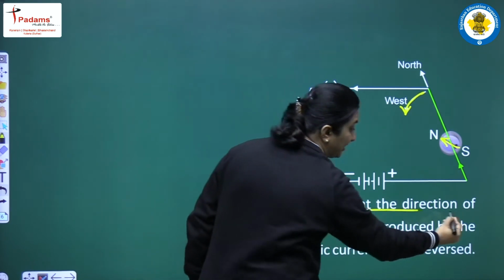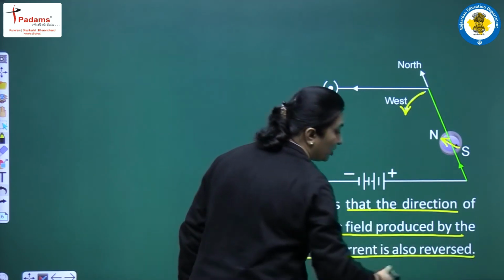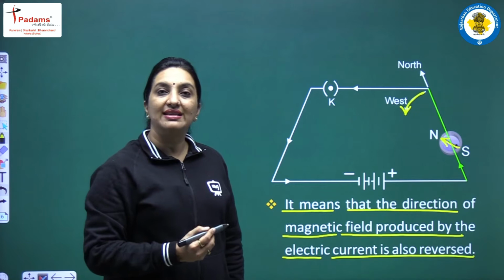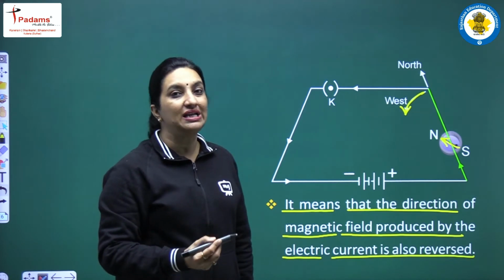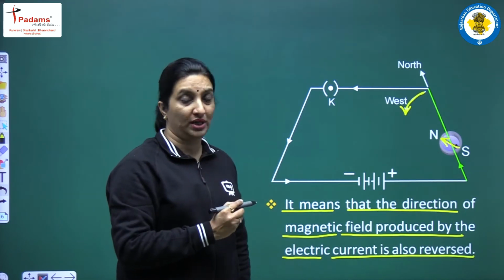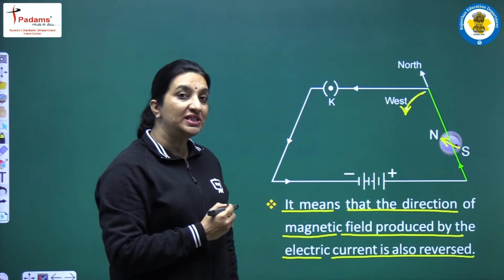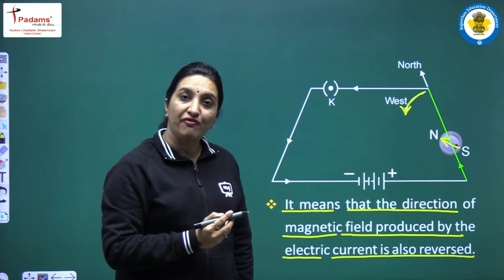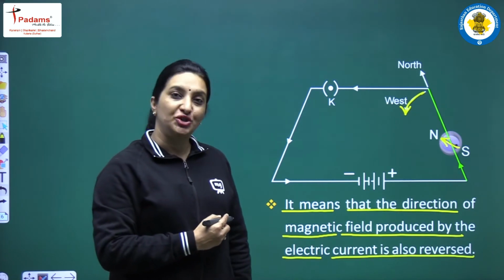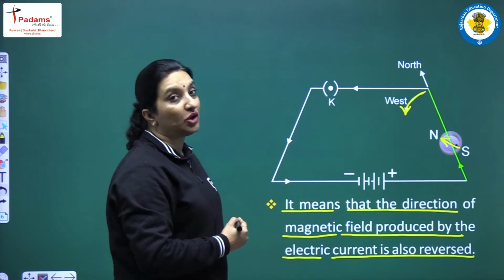It means that the direction of magnetic field produced by the electric current is also reversed. Students, we know that the compass needle gives us an idea about the direction of the magnetic field produced by any source. Here the compass needle's north pole gives us the direction of the magnetic field lines. So students, on reversing the direction of current, the direction of deflection of the compass needle also changes, indicating that the magnetic field produced by the electric current is also reversed.